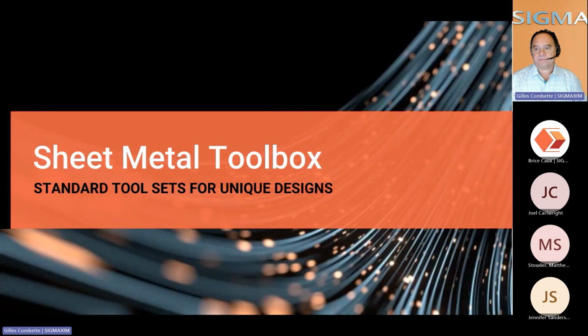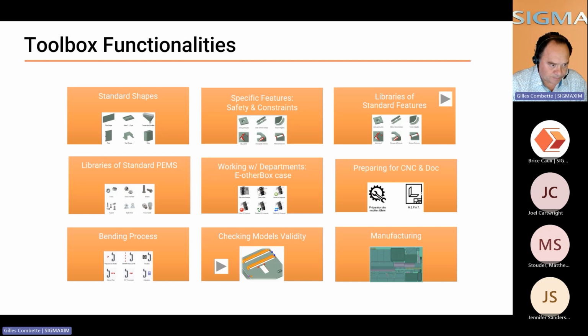So basically, our toolbox could be presented something like that. This is the main item that we will cover today. We'll start with standard shape reutilization. Then we'll work on different kinds of features: specific features for safety, specific features for constraining models to assemble them together, specific features to generate specific holding items, specific rigidity items, etc. Then we'll move to the PEM insert and so on.